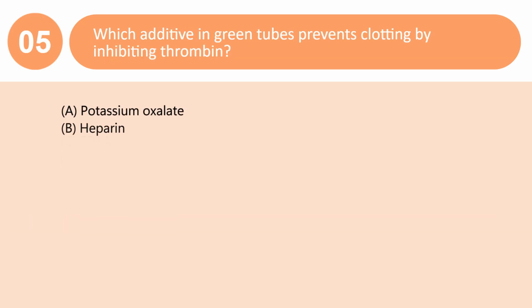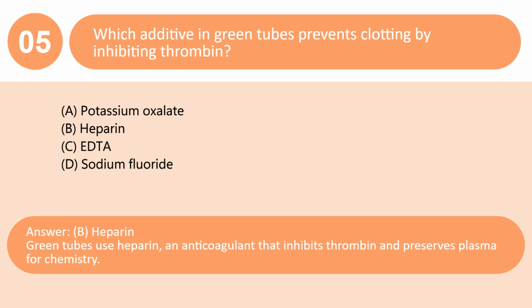Which additive in green tubes prevents clotting by inhibiting thrombin? A. Potassium oxalate. B. Heparin. C. EDTA. D. Sodium fluoride. Answer: B. Heparin. Green tubes use heparin, an anticoagulant that inhibits thrombin and preserves plasma for chemistry.